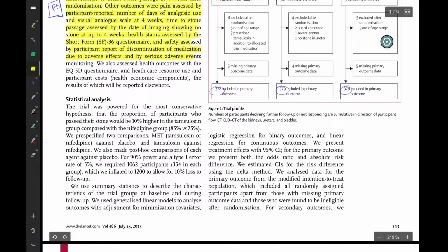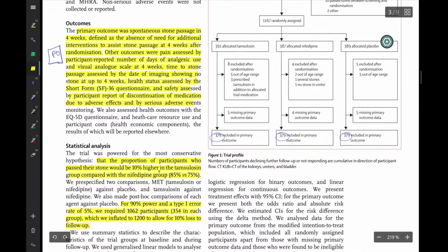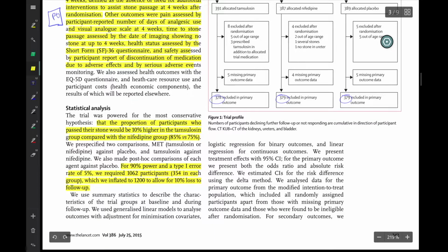We then have details about the power calculation. So the hypothesis was that the proportion of participants who passed the stone would be 10% higher in the tamsulosin group compared to the nifedipine group. And they calculated 1,062 participants with 354 in each group. And very quickly, you can look then at the bottom of the PRISMA diagram to see if that power calculation was met, which it was. 378, 379, and 379 per group, which means that I can also say that there is very low risk of attrition bias. So again, here I would not be putting an X in the sidelines. I would just leave it as I think is low risk of bias.